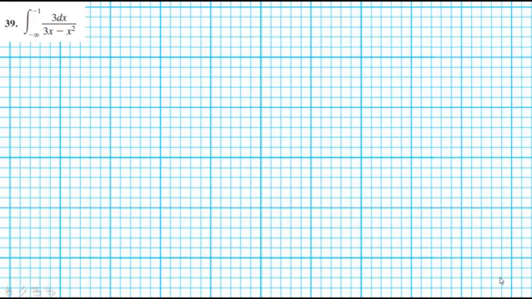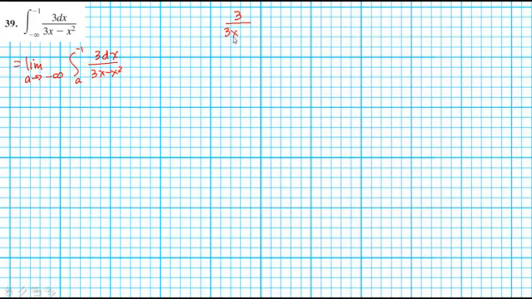Here's problem number 35 from 39 from the chapter review. Let's do our automatic rewrite of this problem. The limit as a approaches negative infinity of the integral from a to negative 1 of 3 dx over 3x minus x squared. Now we're going to look at this and we say this looks like a partial fraction decomposition problem. So let me do a little side work here.